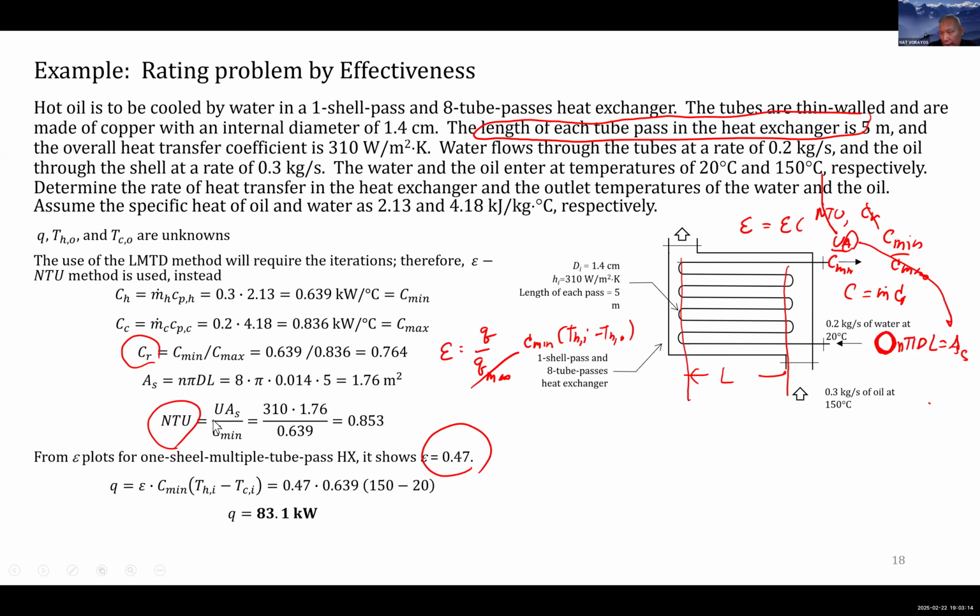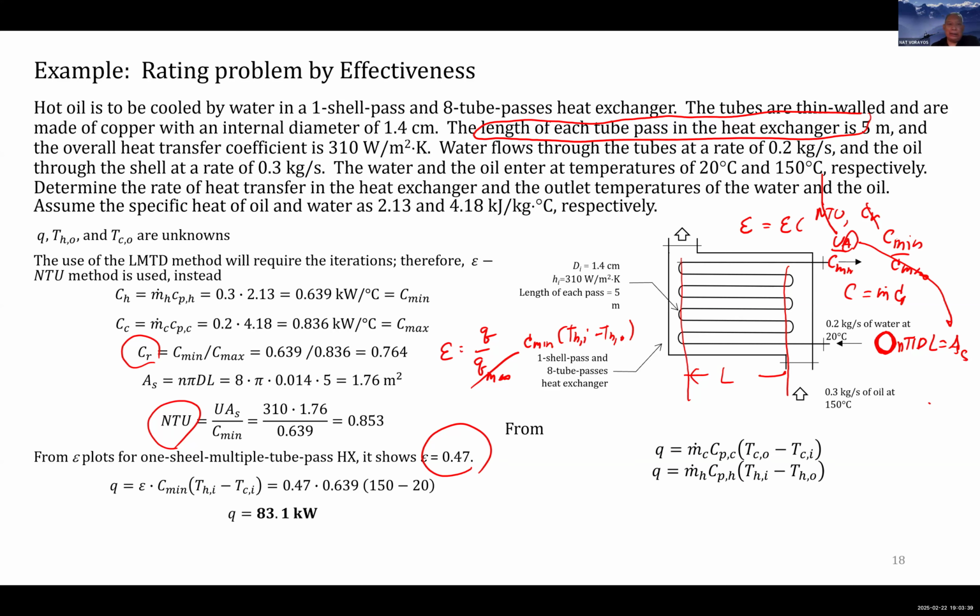This is why we seek the CR and NTU, because after knowing these two, you can find the epsilon. And you plug in the epsilon over here, we write this equation, you can find Q. Okay, substitute the numbers in, you're going to get Q equal to 83.1 kilowatts.